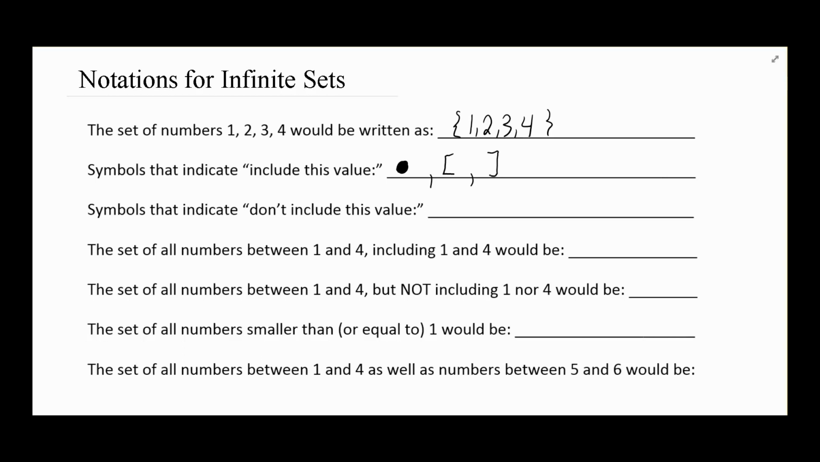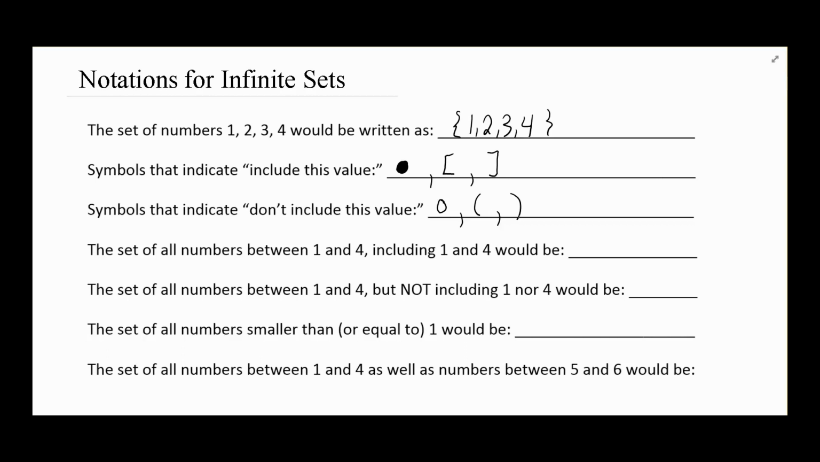Now, for symbols that mean don't include this value, on the number line, we're going to use an open circle. It's almost like a little force field around that number that says you can come really close to this number, but I'm going to leave this number hollow, meaning it's not included. As far as interval notation is concerned, we use parentheses to indicate this value is not included.